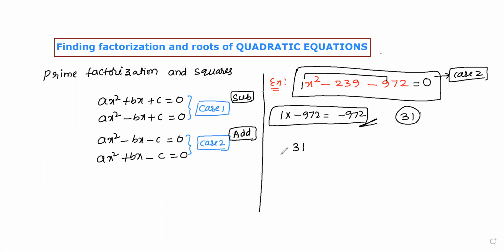So I am taking 31 here. So 31 plus the coefficient of x, that is 239, then it gives us 270. So I am taking 270 as a pair. If you multiply these two numbers, then its value is very high compared with 972. I'm not talking about the sign here. Okay, later I will talk about it. So that is the reason. Let me try to take from the bottom.